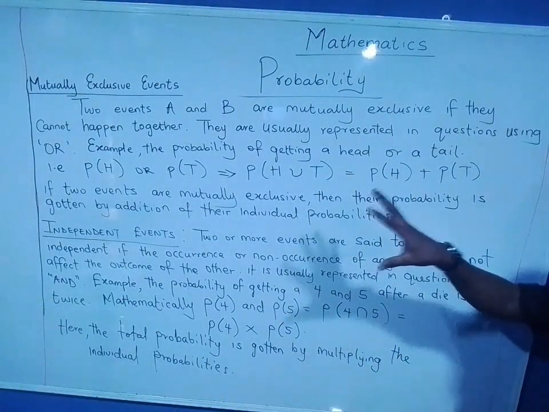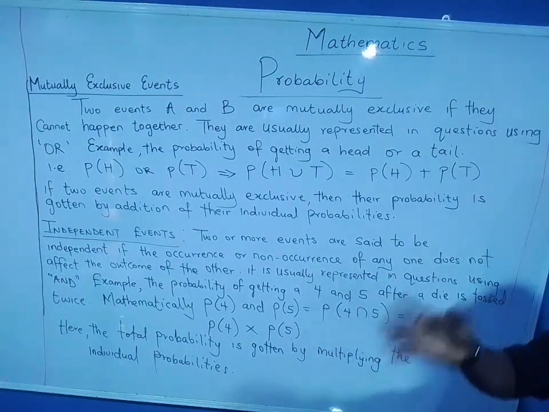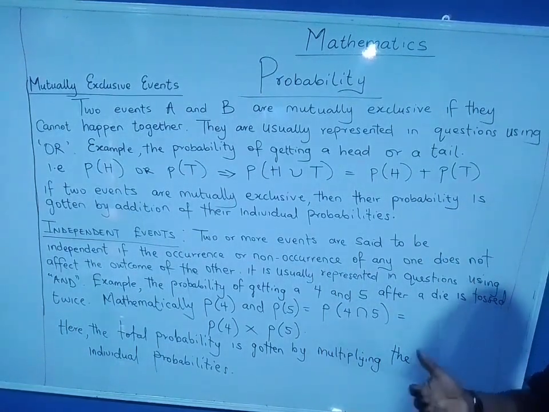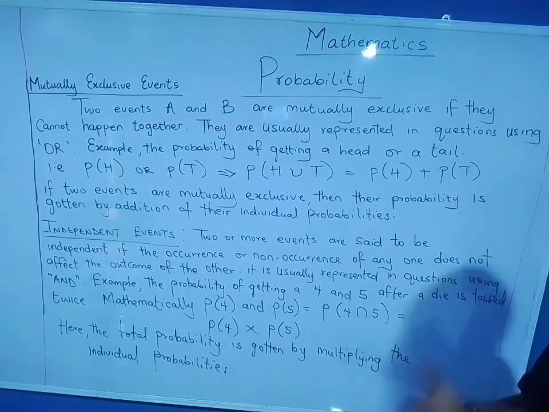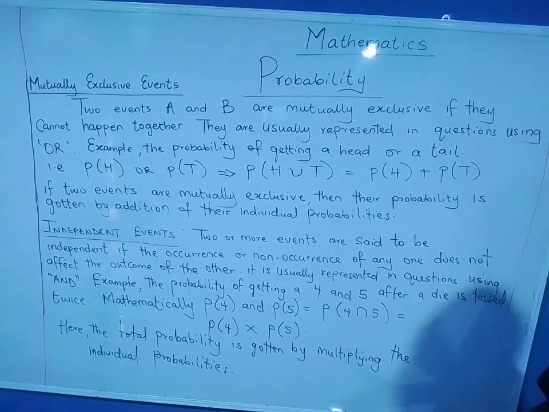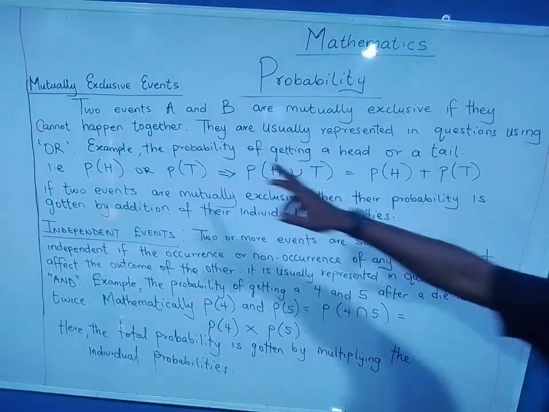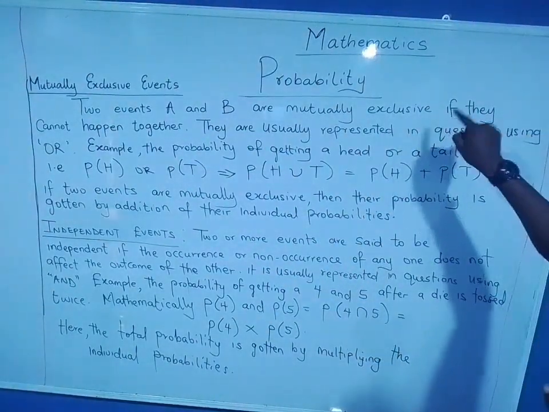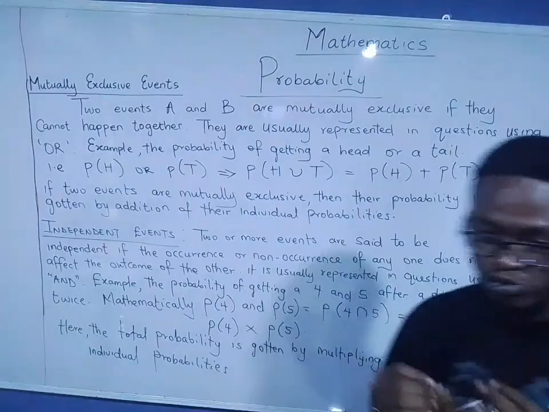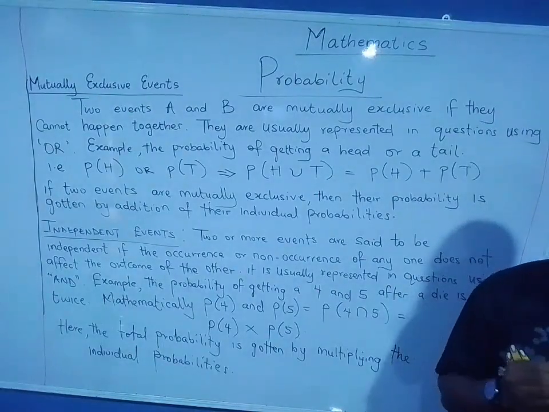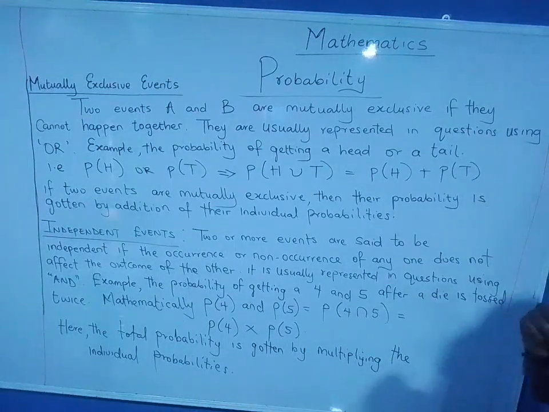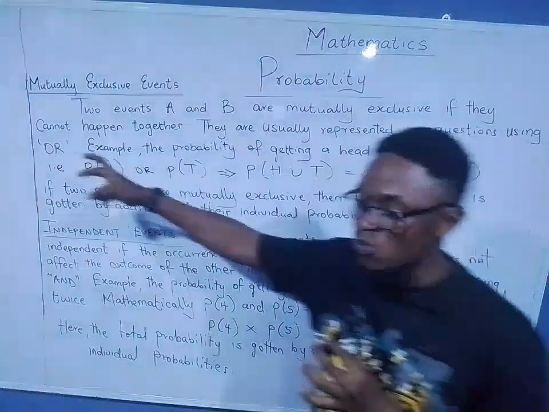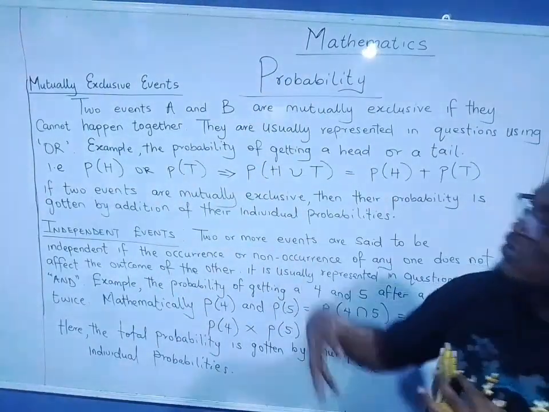All right, so what are mutually exclusive events? Thankfully, in mathematics, nobody is going to ask you for a definition. But you need to understand, when they say two or more events are mutually exclusive, what do they mean? Two events, A and B, are mutually exclusive if they cannot happen together. They are usually represented in questions using "or". So when you see "or", most times we are talking about mutually exclusive events.